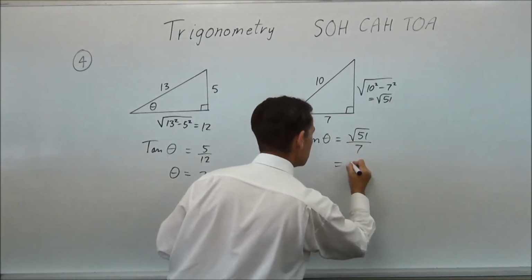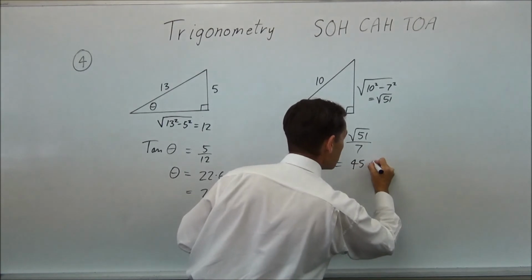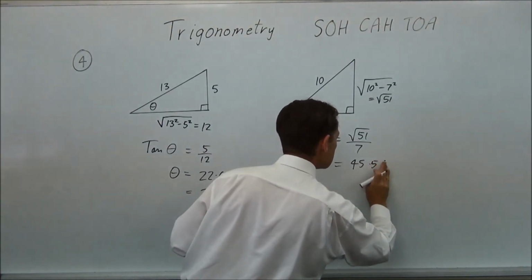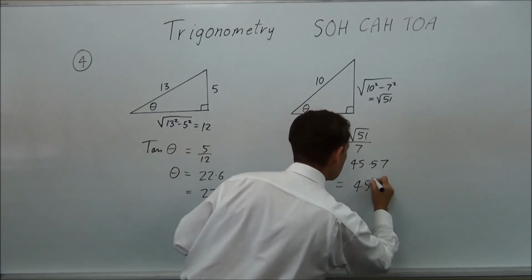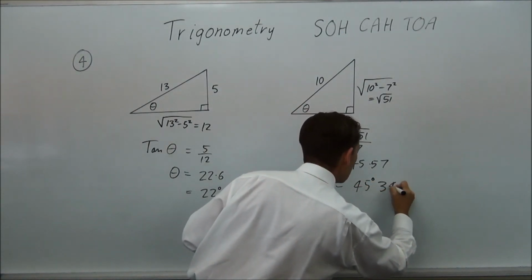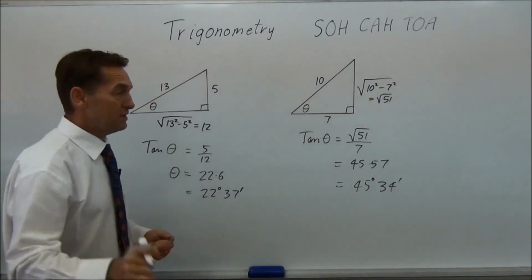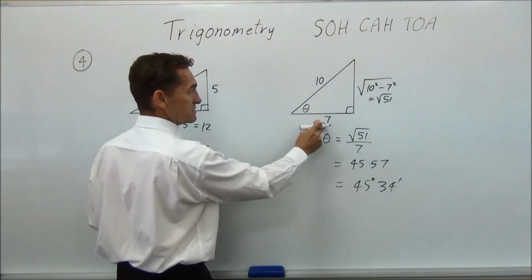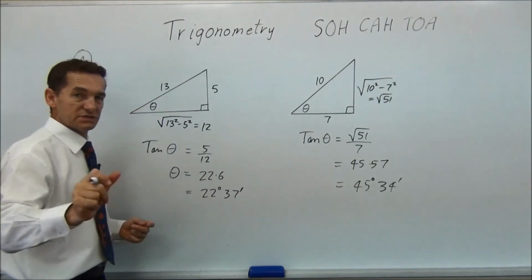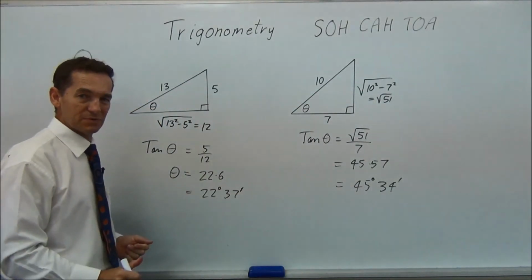You'll end up with 45.57, which equals 45 degrees, 34 minutes. Now again, you could have used cos and said Shift Cos 7/10, but just in case, you can do that. That's one way around it.